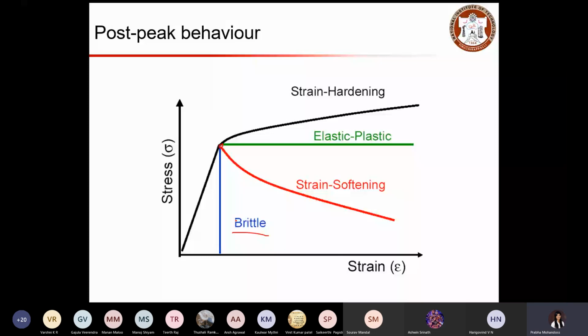So your member will be deformed suddenly and it cannot take any further load. So you will see a sudden drop in the loading or the stress. So that failure is called brittle failure.